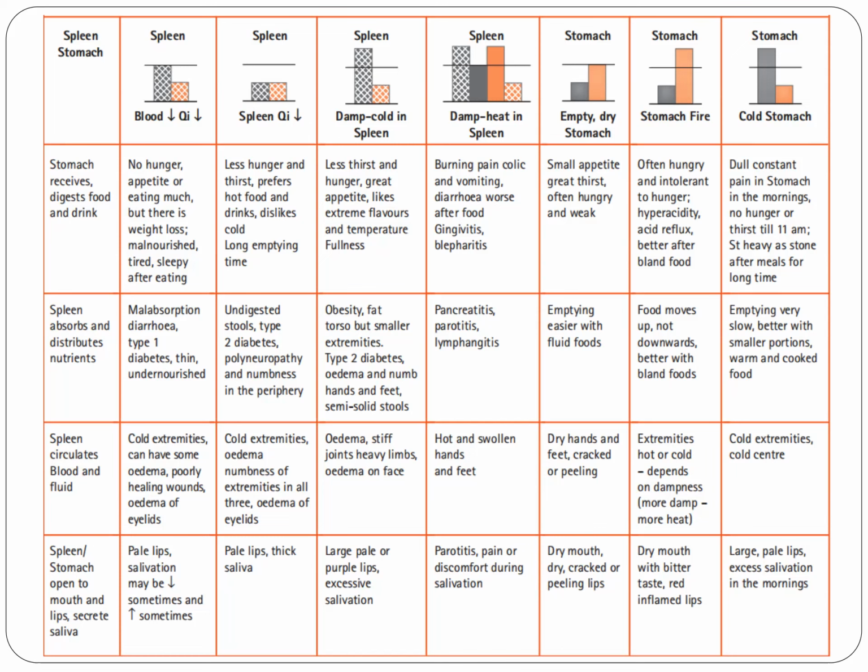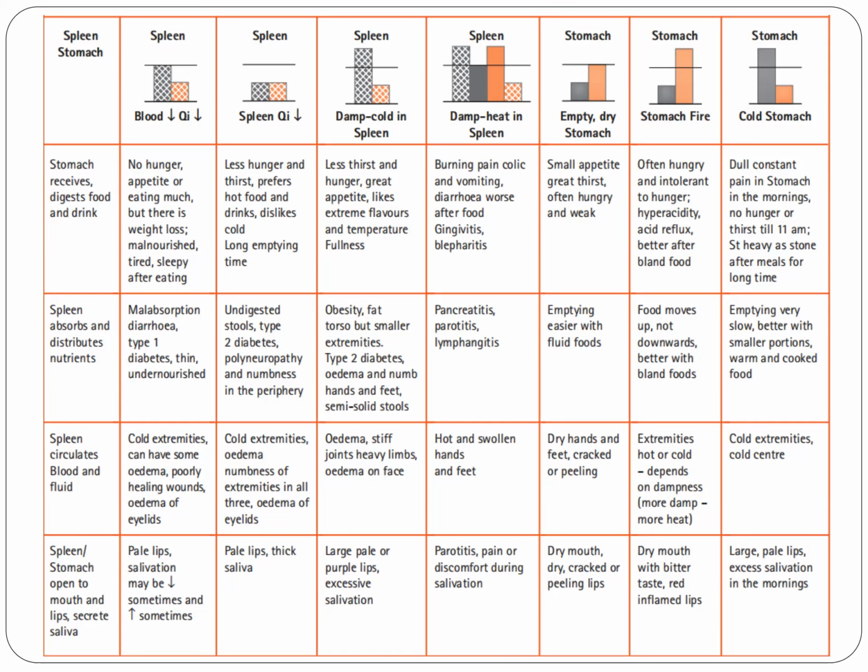Spleen absorbs and distributes nutrients. So if one has malabsorption diarrhea, type 1 diabetes, thin and undernourished, so that could be spleen blood deficiency or spleen chi deficiency. And if one has undigested stools, type 2 diabetes with polyneuropathy and numbness in the periphery, that's spleen chi deficiency. If the patient is obese with fat torso but smaller extremities, with type 2 diabetes, edema, and numb hands and feet, semi-solid stools, there's damp cold in the spleen.